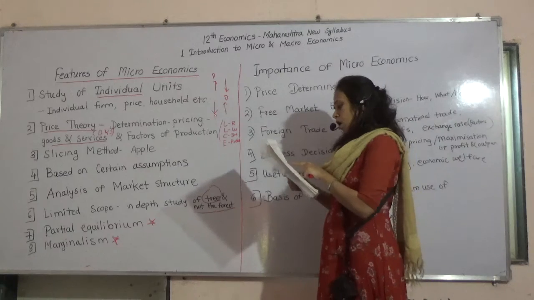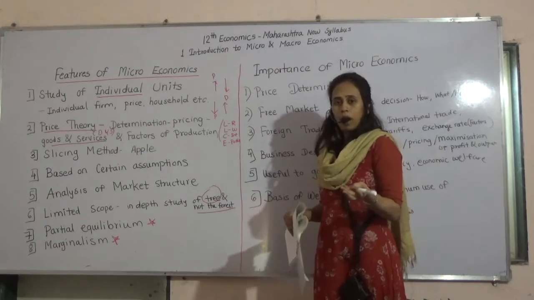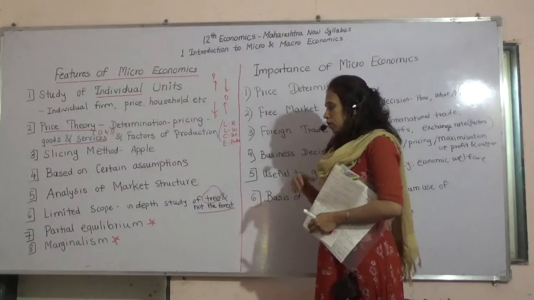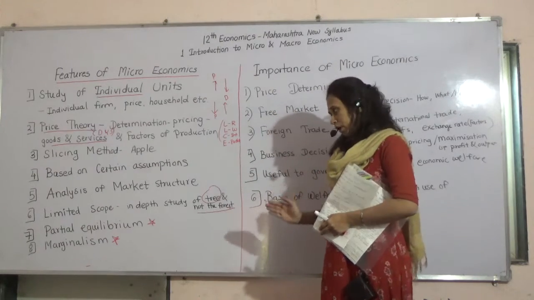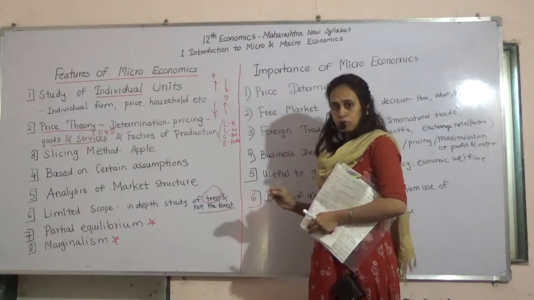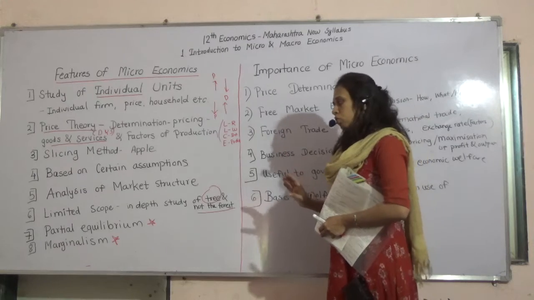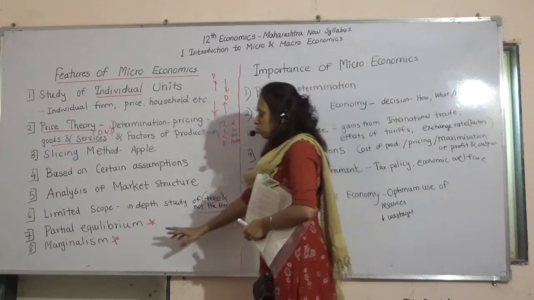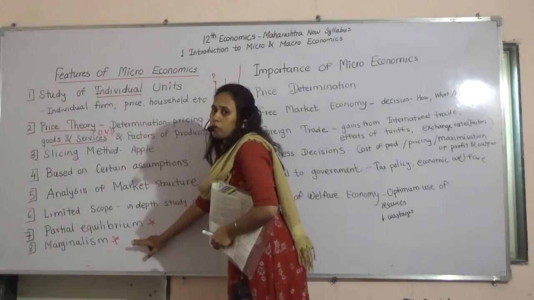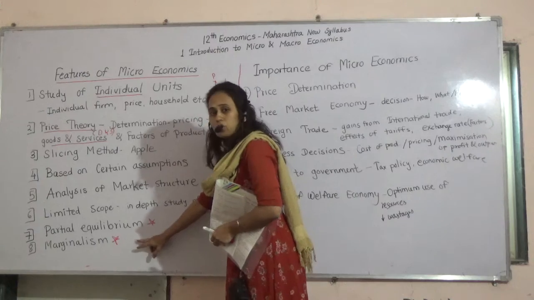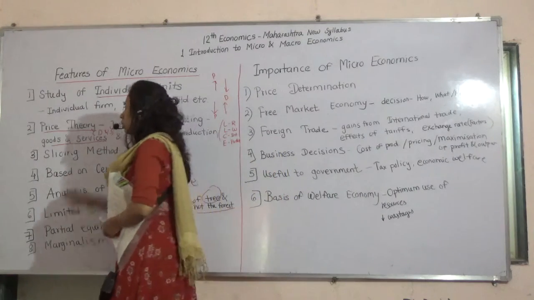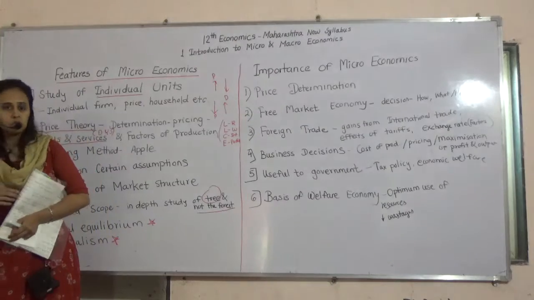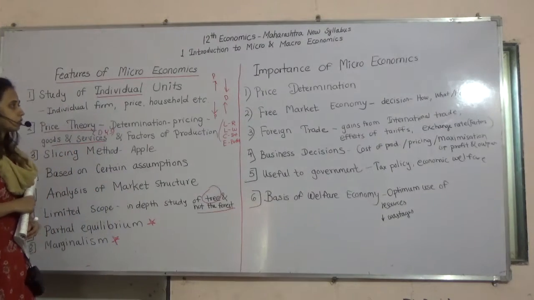It helps producer as well as consumer. Consumer will also think that extra unit I have added, will it be profitable for me? Will it be useful for me? Same way, producer also will think in the same manner. So this concept is very important for producer as well as consumer. Marginal means change brought by adding one more extra unit. We have covered the features of microeconomics.